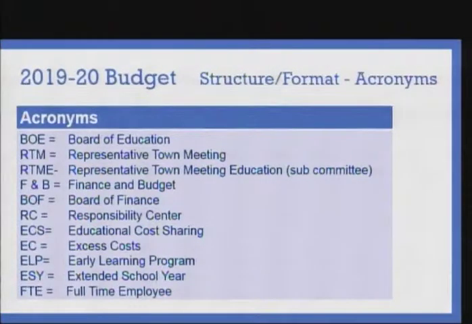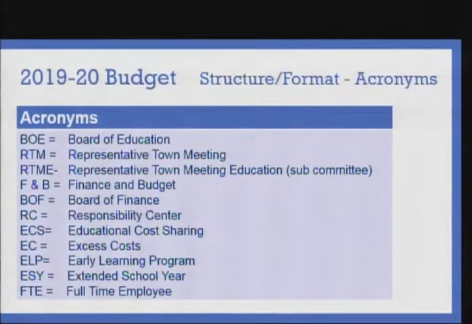There are a lot of acronyms in the book. These are the top 11 that you'll be able to follow along with. The BOE is the Board of Education, RTM and RTME, Representative Town Meeting Education Subcommittee. F&B is Finance and Budget. BOF is Board of Finance. RCs are our responsibility centers. And that's important for you to understand as well.